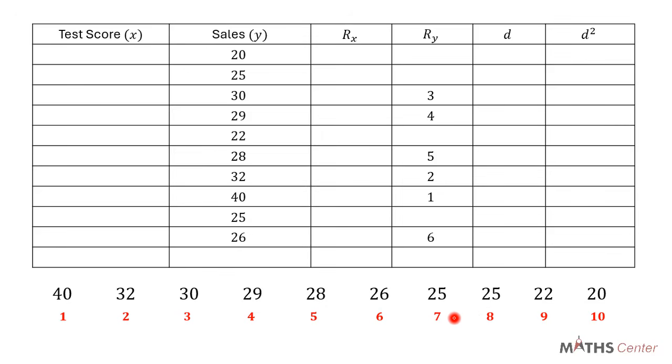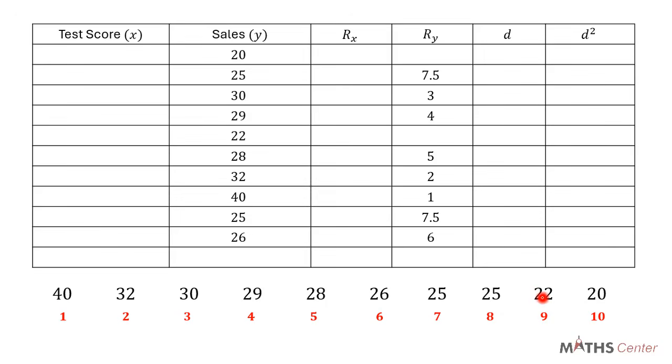And so what we will do is that we will add the ranks, and then we will divide it by 2, since 25 occurs twice. 7 plus 8 gives us 15, and 15 divided by 2 gives us 7.5. So this 25 will have a rank of 7.5, and this 25 will also have a rank of 7.5.